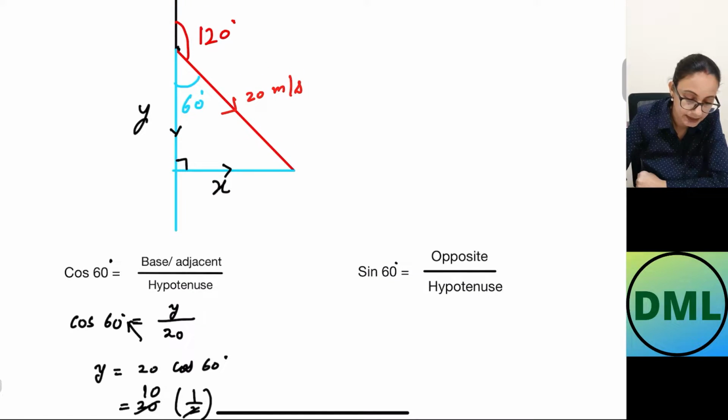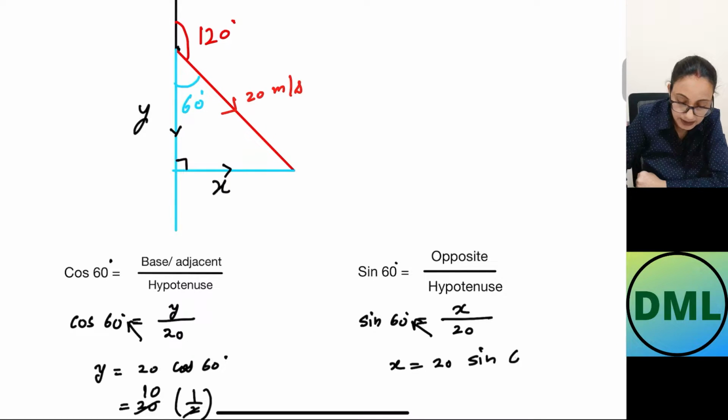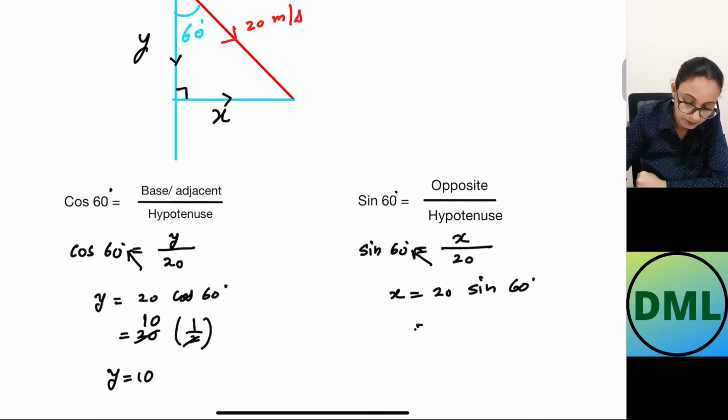Now sine 60 degree. For this sine 60 degree, x is the opposite and this is the hypotenuse. Let's put the values. Sine 60 degree is equal to opposite, x, over hypotenuse, 20. Let's do the cross multiplication. x is equal to 20 sine 60 degree. Sine 60 degree is root 3 over 2. So 2 will get cancelled with 20 and it will be 10. So our x value will be 10 root 3.